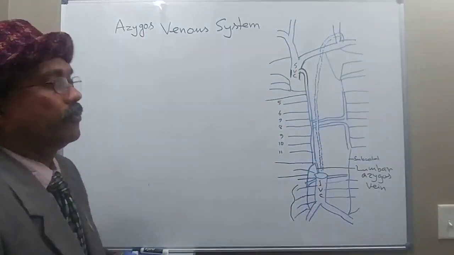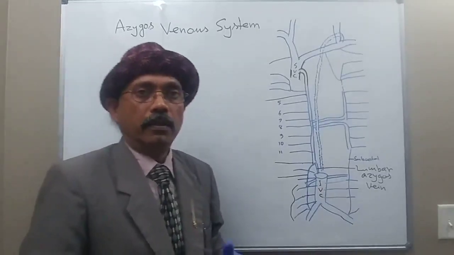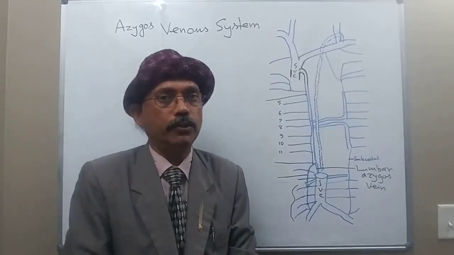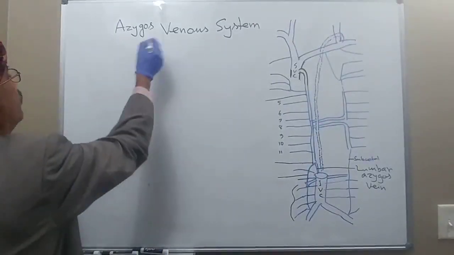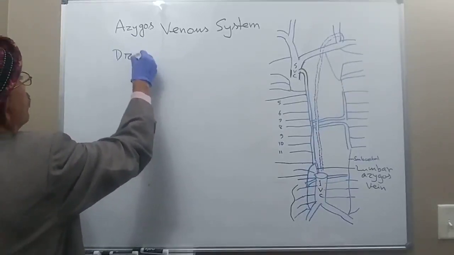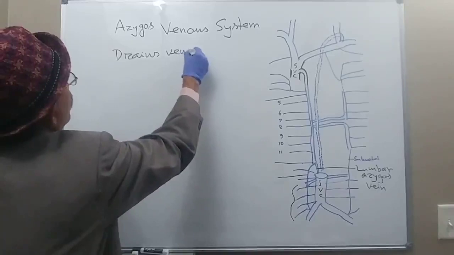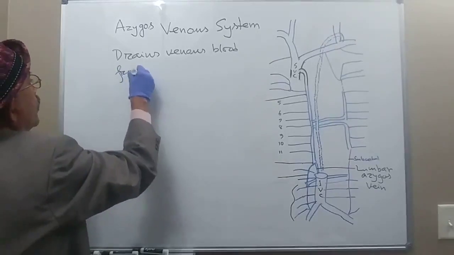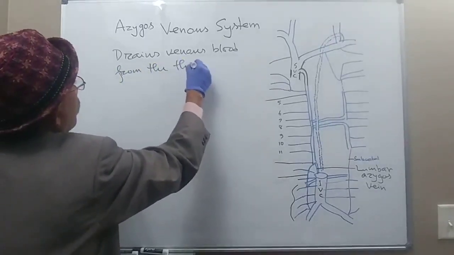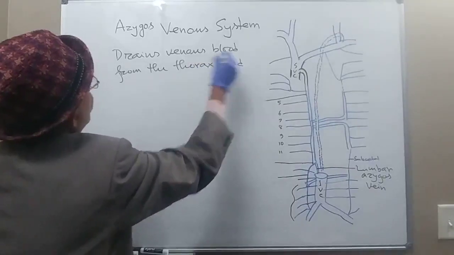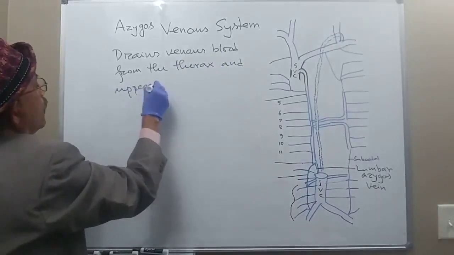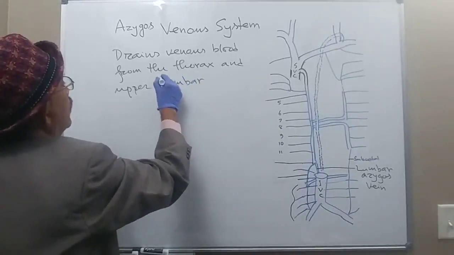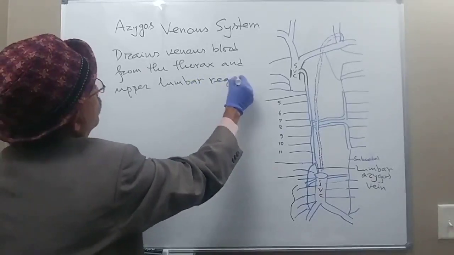So the azygos venous system drains venous blood from the thoracic wall and the upper lumbar region. So this venous system drains venous blood from the thorax and upper lumbar region.